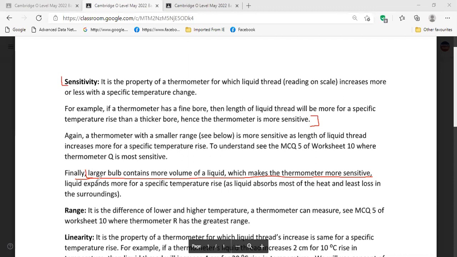So this one you understood, larger bulb contains more volume of a liquid, which makes the thermometer more sensitive. Now we are going for this one. This one you write, a thermometer with a smaller range is more sensitive. That much you write only. And how it is more sensitive, I am showing you. This one we remove.